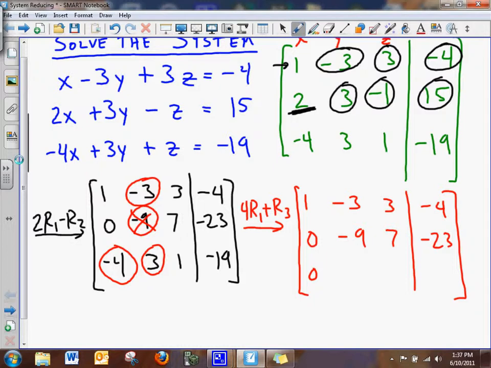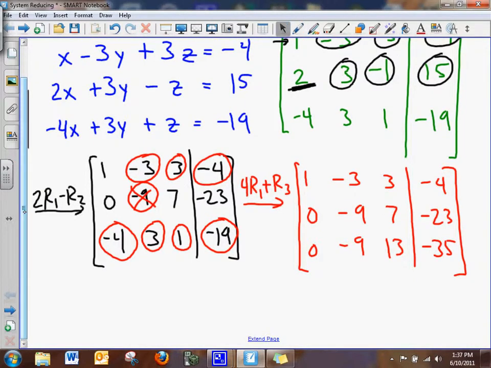4 times that plus 3. 4 times negative 3 is negative 12. Plus 3 is negative 9. 4 times 3 is 12. Plus 1 is 13. 4 times negative 4 is negative 16. Plus negative 19 is more negative, negative 35. Getting there. All right, let's go back to blue.